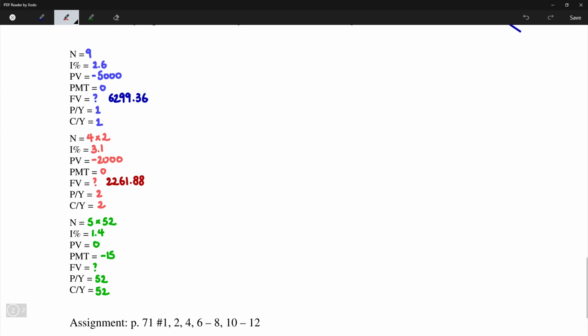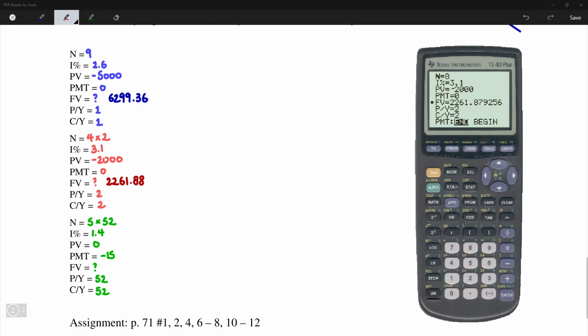Okay, and finally the last part, the weekly savings component of the portfolio. It's going to be 5 times 12, so 260 weeks. 1.4% interest rate, 0 present value, negative 15 for the regular payments, and both the last two values are 52 for the number of weeks in the year. And the future value in this case is going to be $4,039.18.